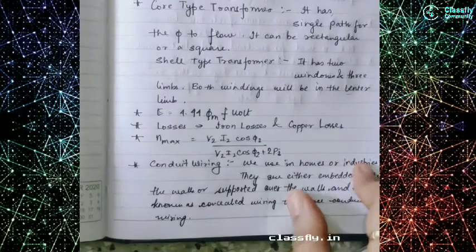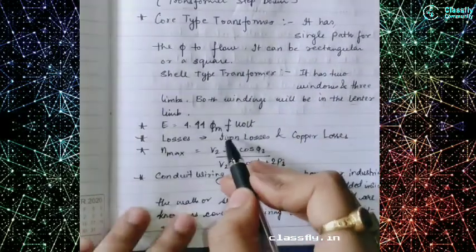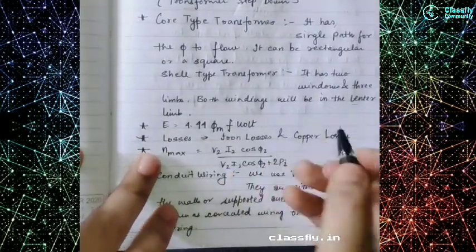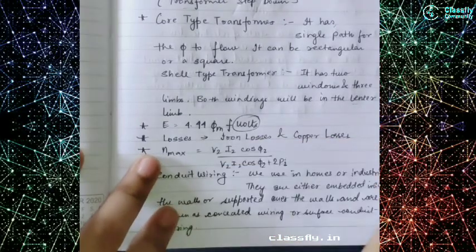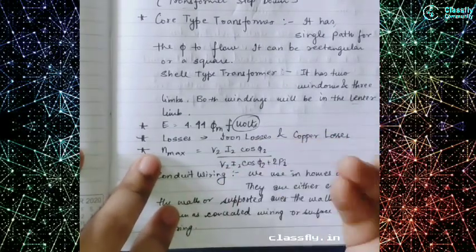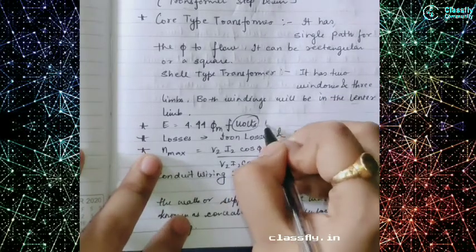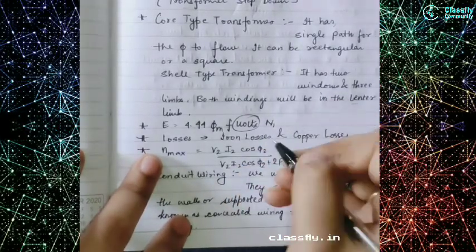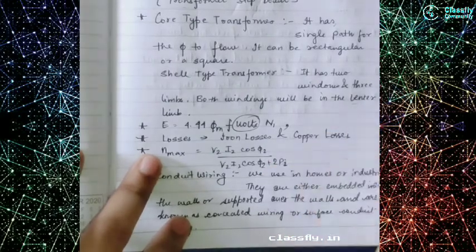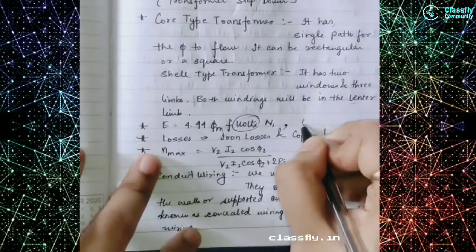Here the EMF equation is E = 4.44 phi F, where volts is the unit for the EMF, phi is the flux and F is the frequency. If you are finding the EMF in the primary, you multiply by N1, and if you are finding it in the secondary, we multiply by N2.